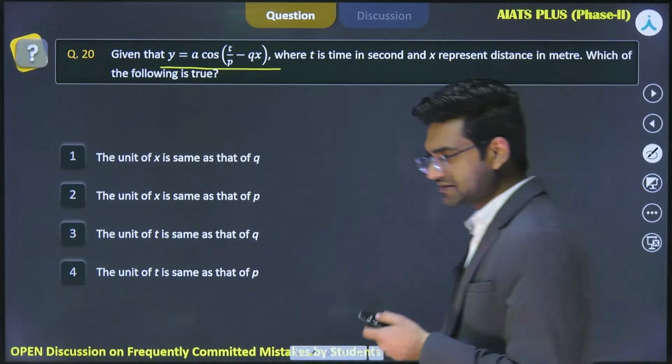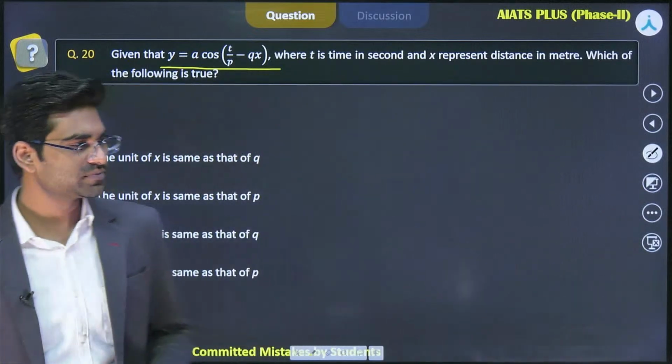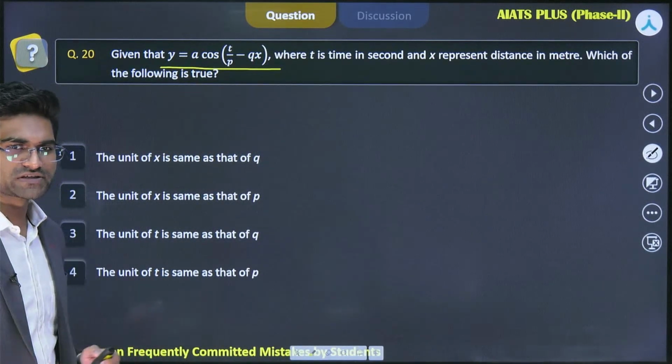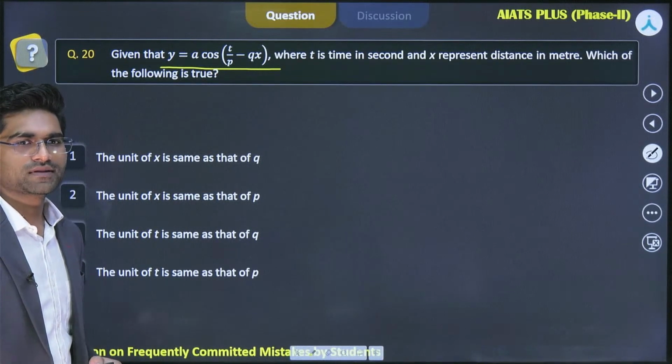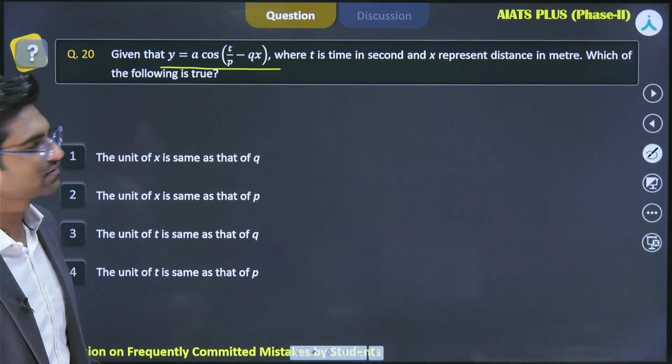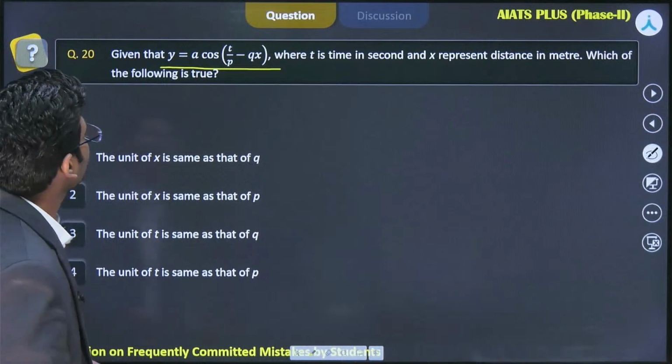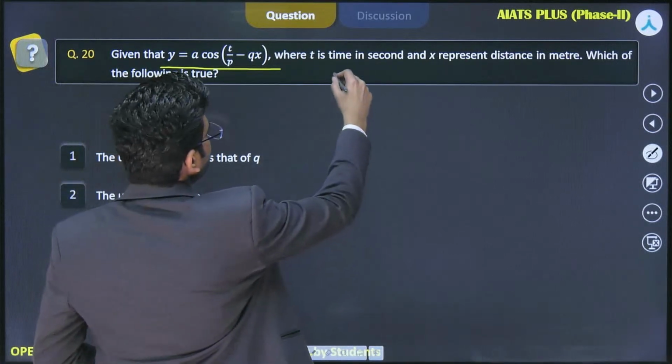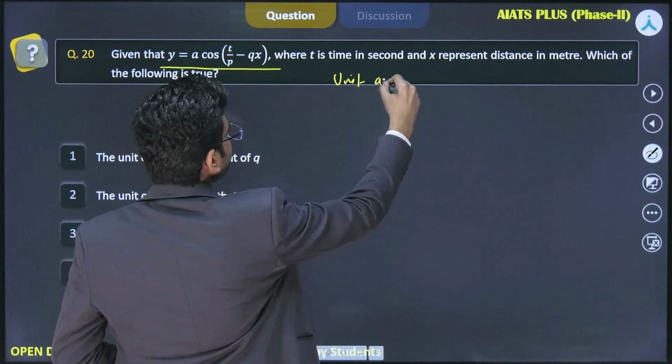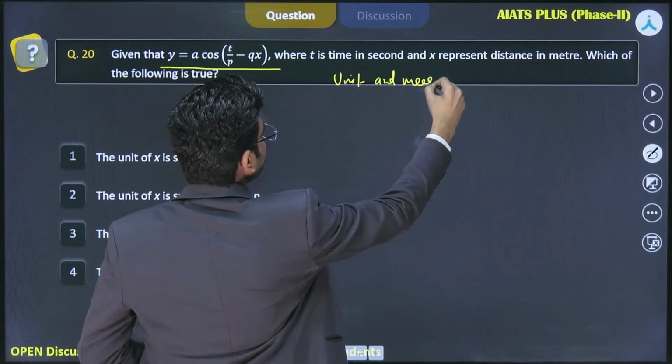Okay, are you guys listening? What is the name of the chapter to which this question belongs? Anyone? Units and measurement, right? So this is the question from units and measurement. First chapter from physics, right? Units and measurement.